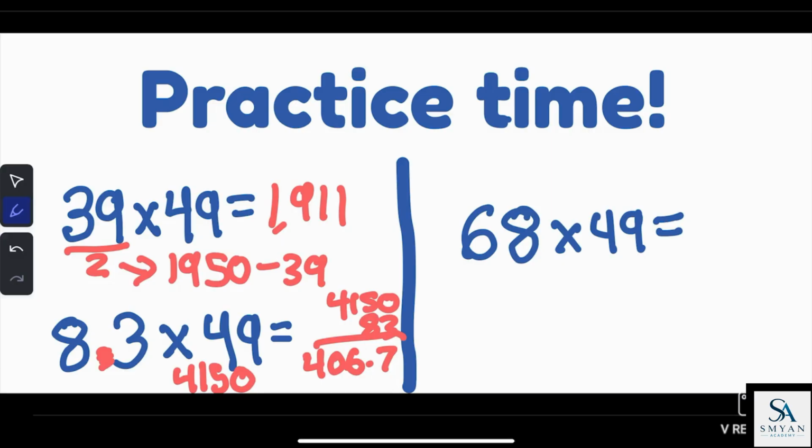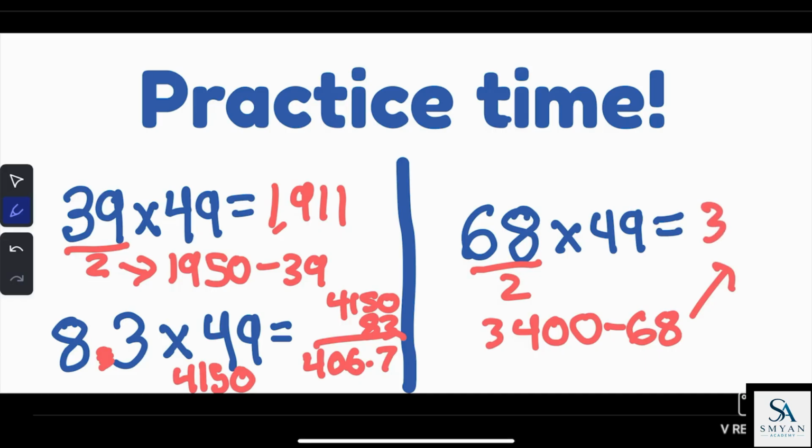68 times 49. Same method. So we're going to divide this by 2. We're going to get 34. Okay? After that, we're going to add 2 zeros because we're multiplying by 100. Subtract that from 68, the original number, and your answer should be 3,332. See, that was pretty quick. The ones that do have a decimal might take a little time, but the ones that don't, you should be able to do them in a snap.